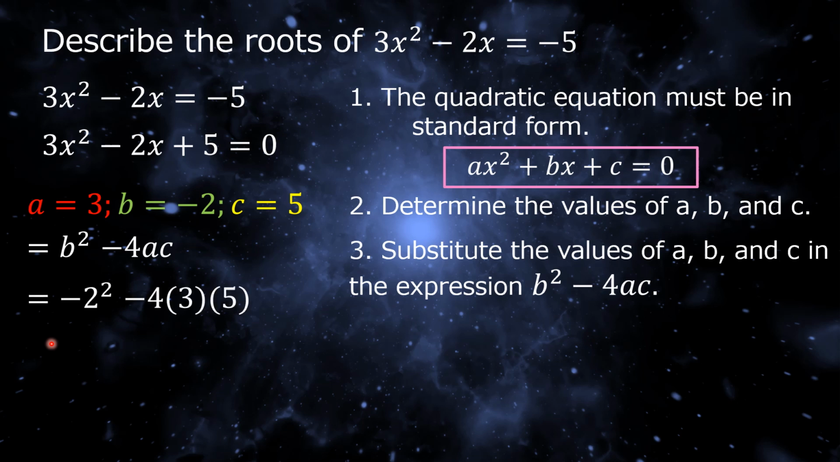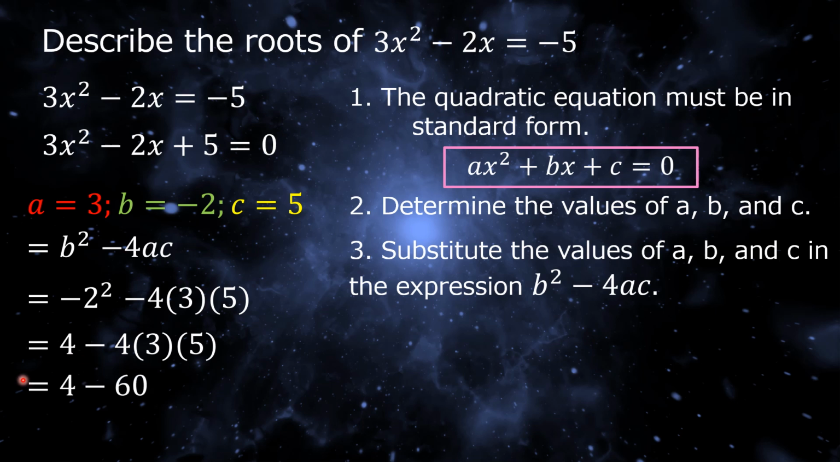So, b squared minus 4ac will become negative 2 squared since ang value ng b ay negative 2 minus 4 times 3 times 5. And then, let us get the square of negative 2. 2 times 2 is 4. And then negative times negative is positive. Copy the resulting equation. So, negative 4 times 3 times 5. Next is to multiply these three numbers and then i-copy lang natin yung 4 minus.